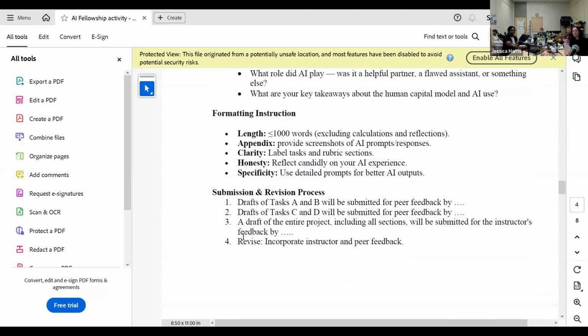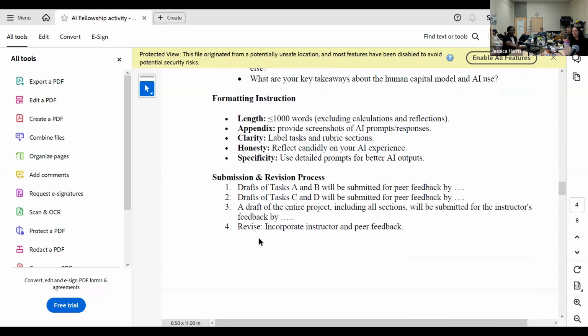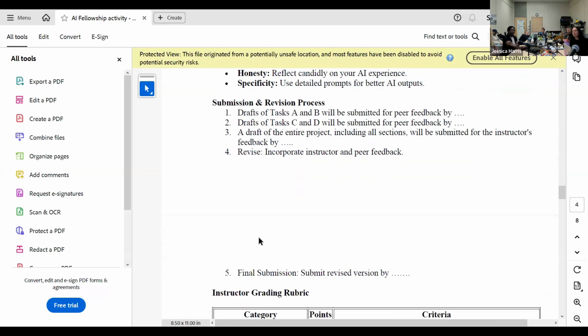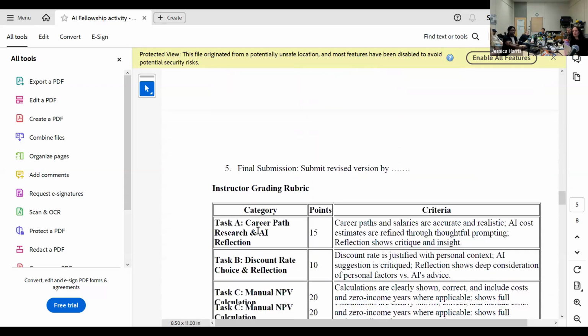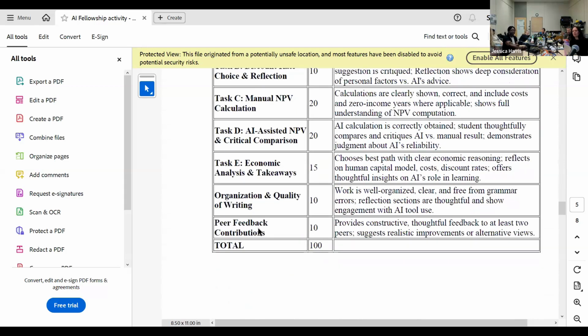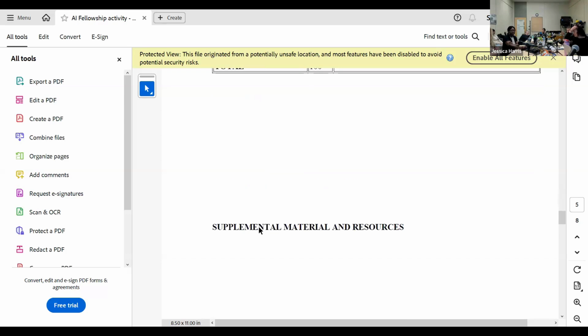And then I tell them what the submission and revision process will be for feedback, both formative and then summative. This is the grading rubric. They know exactly what they get.